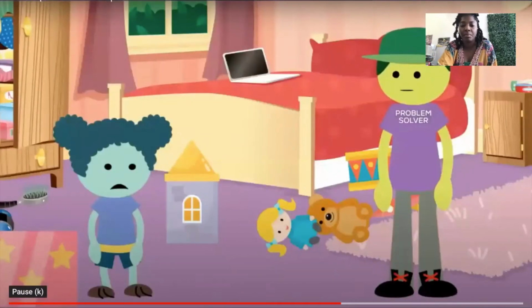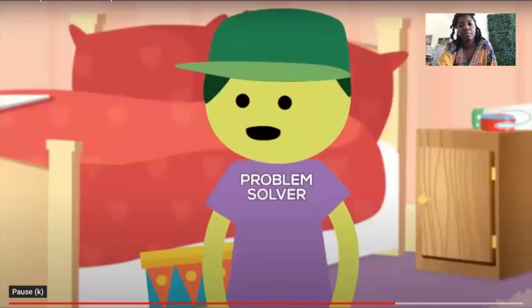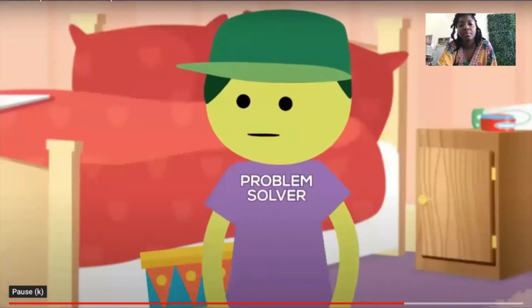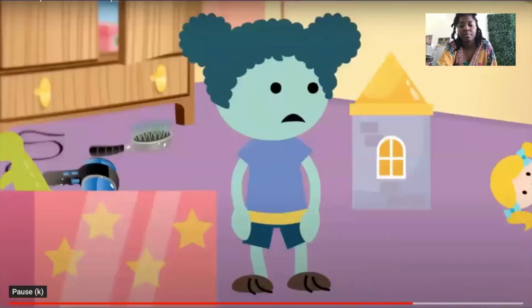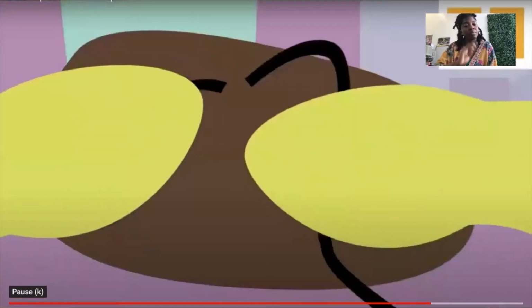What's the problem? I need help tying my shoes. Whose problem is it? I guess it's my problem, but I don't know how to tie my shoes. That's okay. Sometimes we need to ask for help to solve a problem. Can you help me tie my shoe, please? Absolutely. You solved your problem by asking for help.